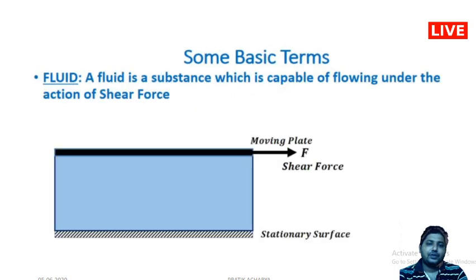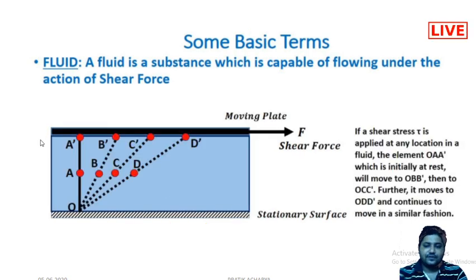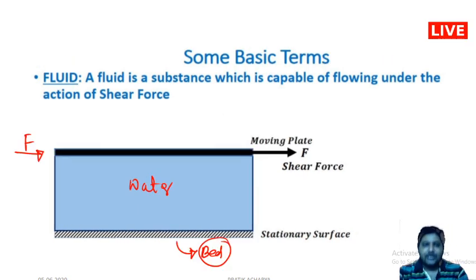Suppose this is a bed, the stationary part, and this one is some fluid. Suppose I am taking this as water, and we are placing a plate on the top surface of the water and pulling the plate. We are applying a shear force to this plate, and that creates a shear stress on the top surface of the water.